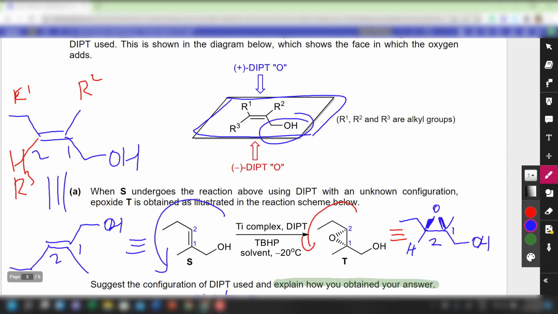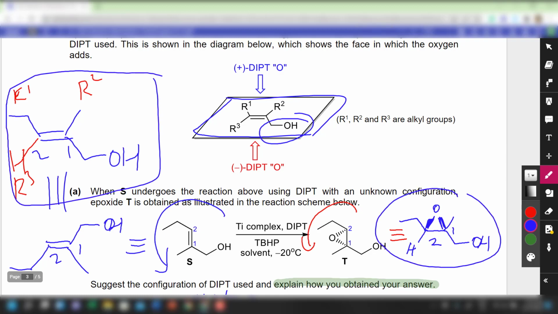Now I'm going to compare these two structures. You notice that because the epoxy oxygen is now pointing upwards, I should be using plus DIPT. It's as simple as that. Of course, when you explain to the examiner, all you need to do is draw this out, and if you can, identify R1, R2, and R3, and then point out that compound T, if you flip it into the same conformation, has the epoxy oxygen pointing upwards.